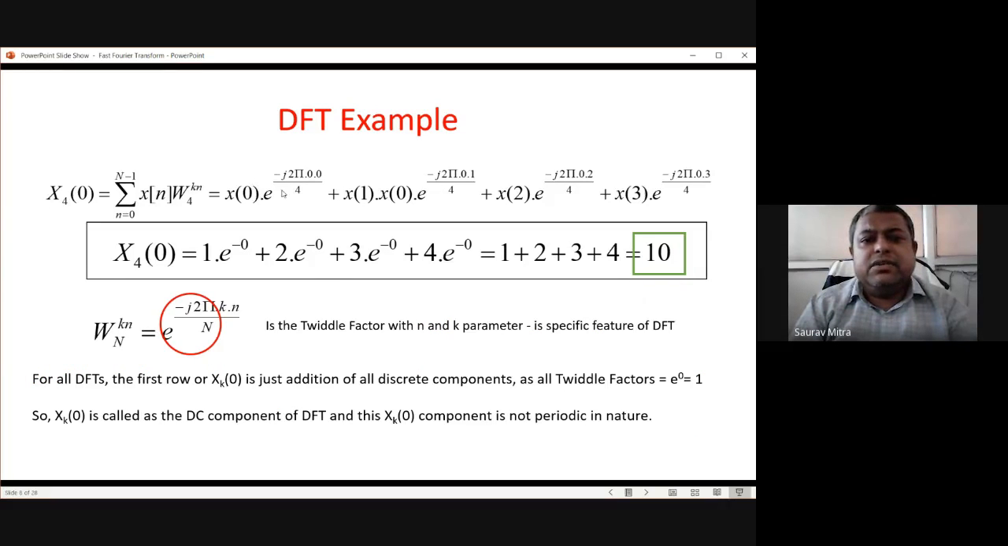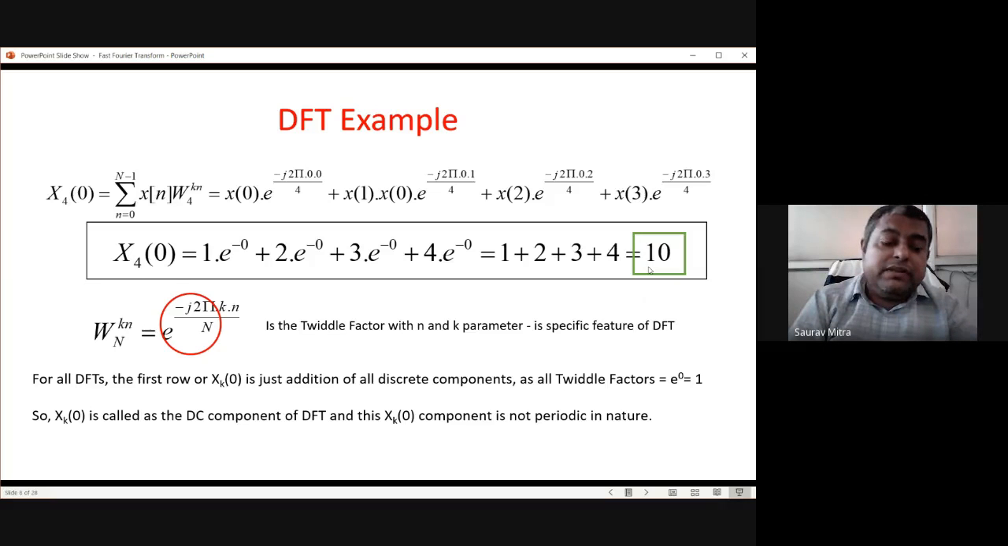If you go to the next slide, you'll find it is x0 e raised to minus j2π 0 0. That is k0 n0. This is k0 n1. This is k0 n2, and this is k0 n3. And these are x0, x1, x2, x3. So all this e raised to 0 will be 1. So this will be nothing but X[0], that is 1 plus 2 plus 3 plus 4, equal to 10.